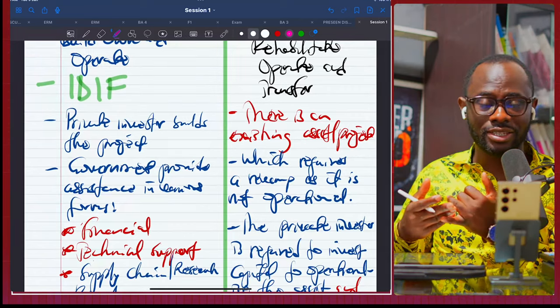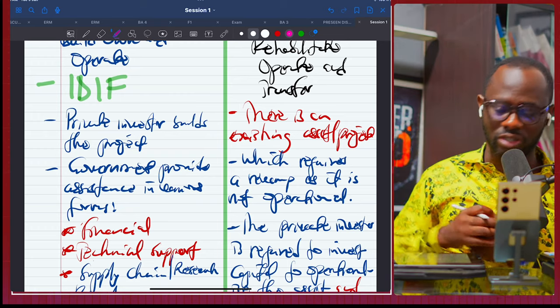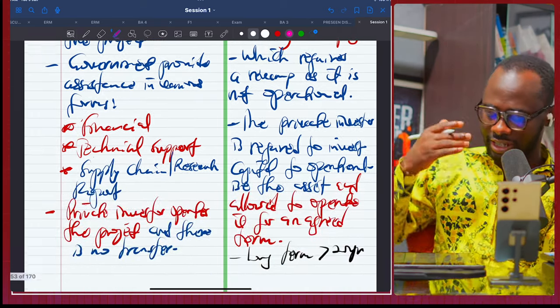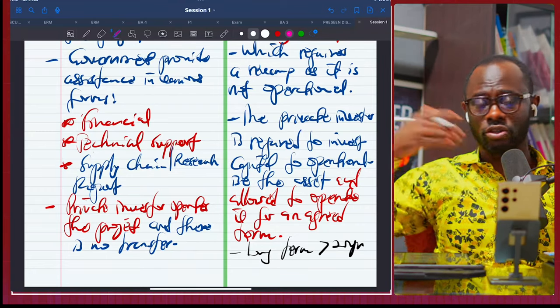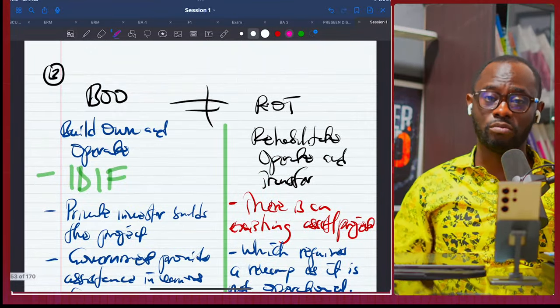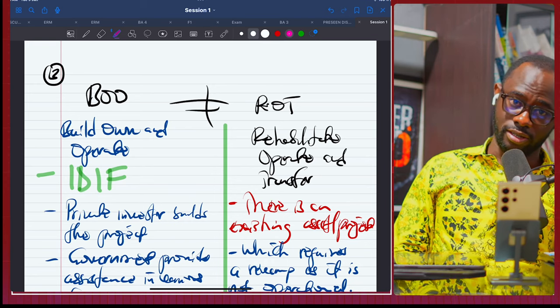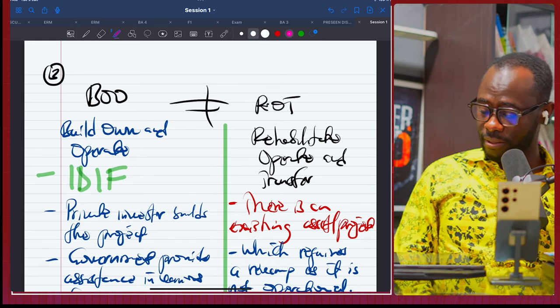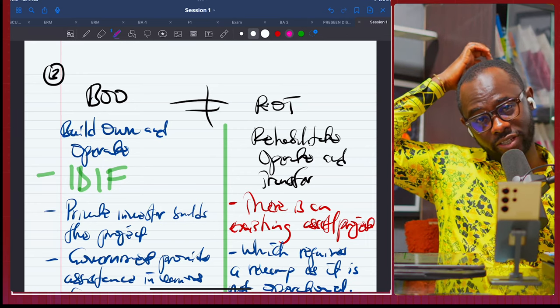It could be financial assistance. It could be technical assistance. Or it could be some other type of assistance, so that the private sector entity then builds a business, owns the business, and operates the business, and that is all. That is BOO. And a typical example of that is the one district, one factory project that government is doing. Then ROT, that is rehabilitate, operate, and transfer.